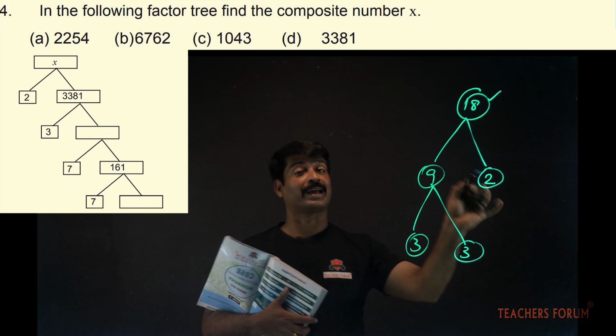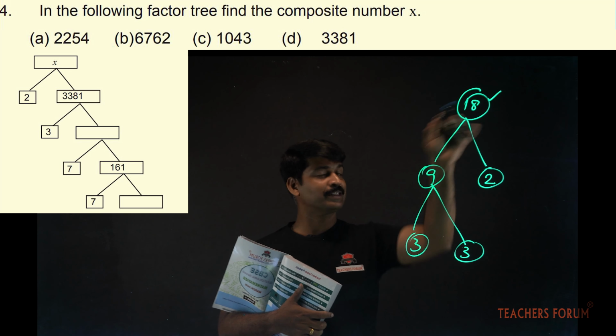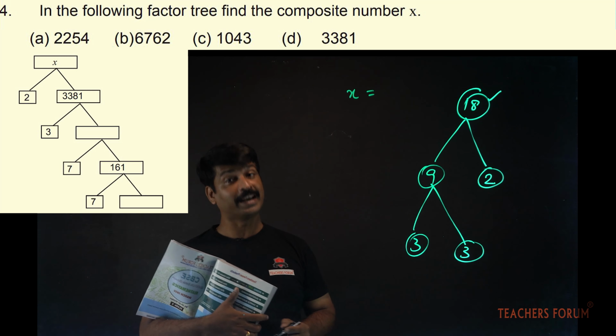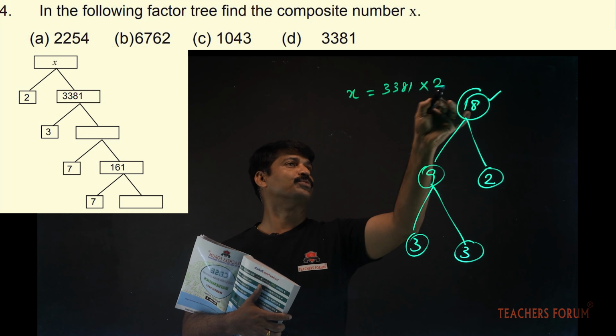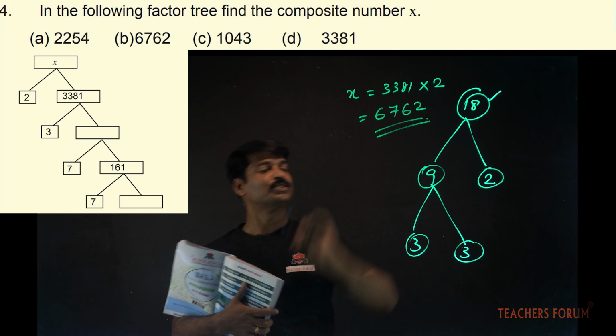18 is equal to 9 into 2. So the same principle you should use here. So when you apply the same principle here, how can you find the value of x here? The value of x is equal to 3381 into 2. That is equal to 6762.